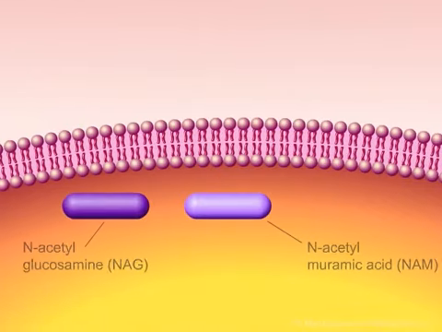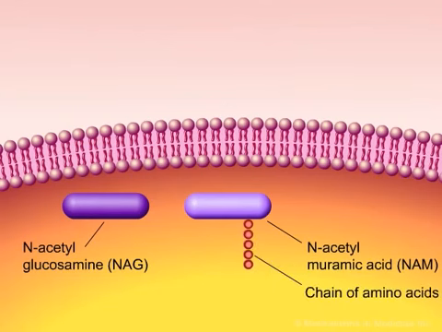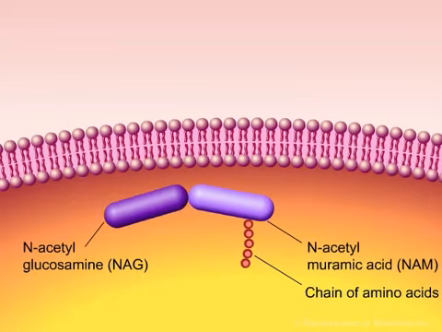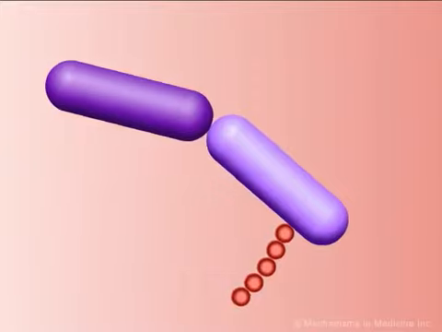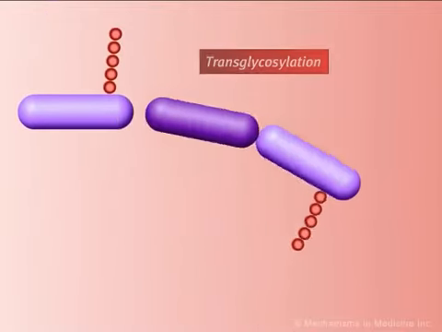Synthesis of the peptidoglycan and ultimately the bacterial cell wall occurs in a number of stages. One of the first stages is the addition of 5 amino acids to N-acetylmuramic acid. Next, N-acetylglucosamine is added to the N-acetylmuramic acid to form a precursor of peptidoglycan. This peptidoglycan precursor is then transported across the cell membrane to a cell wall acceptor in the periplasm.